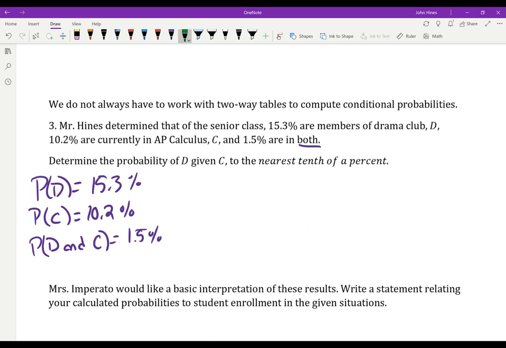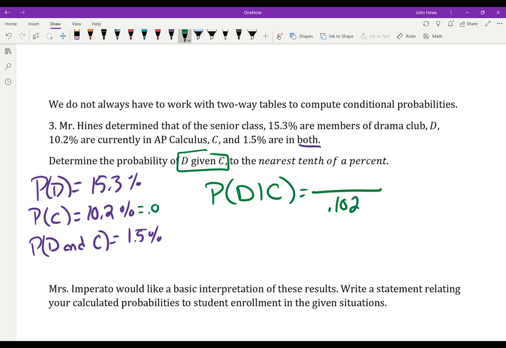So determine the probability of D given C. D given C. So what does this mean? I'm only picking from the AP Calculus students. 10.2%. 0.102 is what I'm actually going to go with. This is actually 0.015, and this is actually 0.153 because I have to work with decimals instead of percentages.